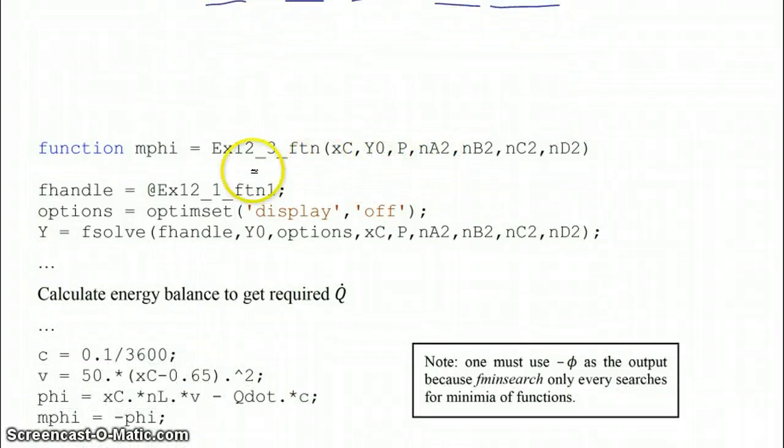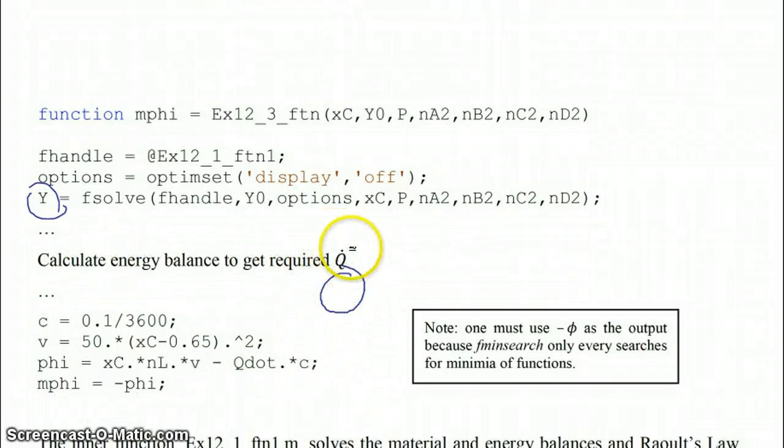Now inside this function it's going to define an f handle that's going to point to an inner function which is going to solve for y for you. And so fsolve is going to go to that inner function and solve all the material balances and also the Raoult's law equations to find your process variables y. Once we have these process variables y, we can calculate the energy balance to get what the required q dot is.